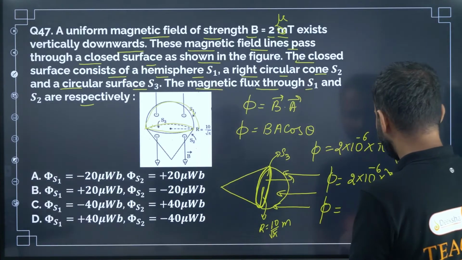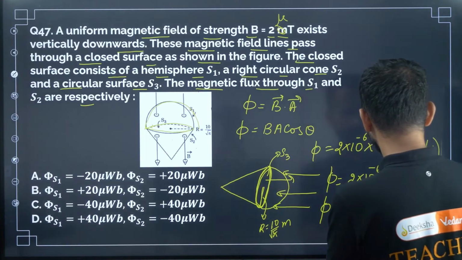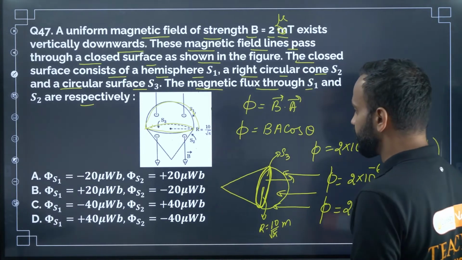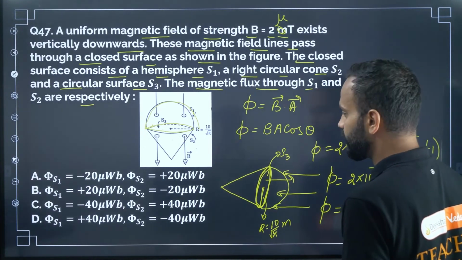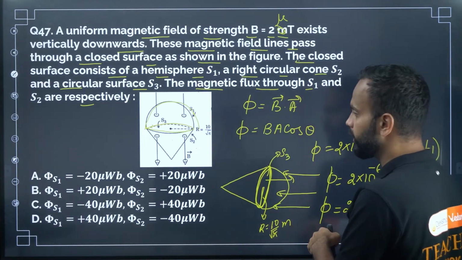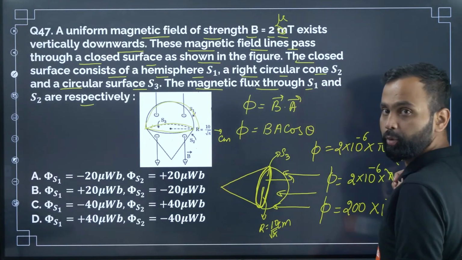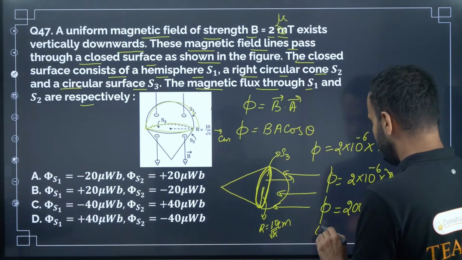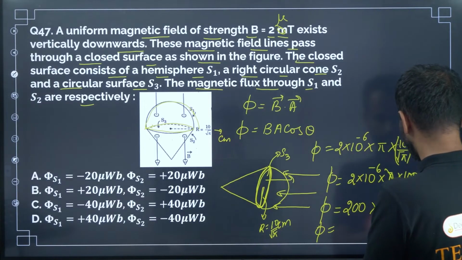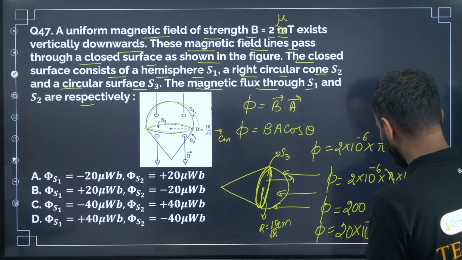So phi equal to 200 into 10 to the power minus 6. If it is 200 into 10 to the power minus 6, this is not in meters, so this has to be in centimeters, then this will be 10 to the power minus 4. So phi equal to 200 into 10 to the power minus 4, so 20 into 10 to the power minus 6 Weber.